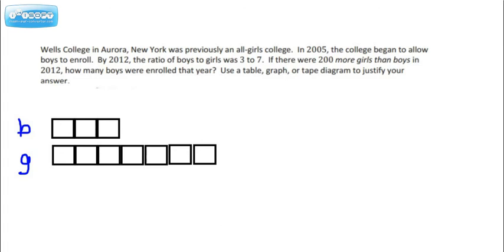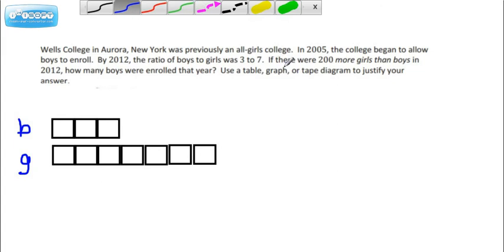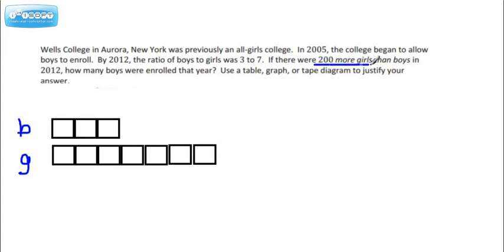We're going to try to use a tape diagram here. And the first thing to do is to draw out a model of the ratio of 3 to 7, with boys being 3, girls being 7. The next thing we're going to explore is a little detail that they give us right here. There were 200 more girls than boys. So whatever this number is, this number is 200 more than that.